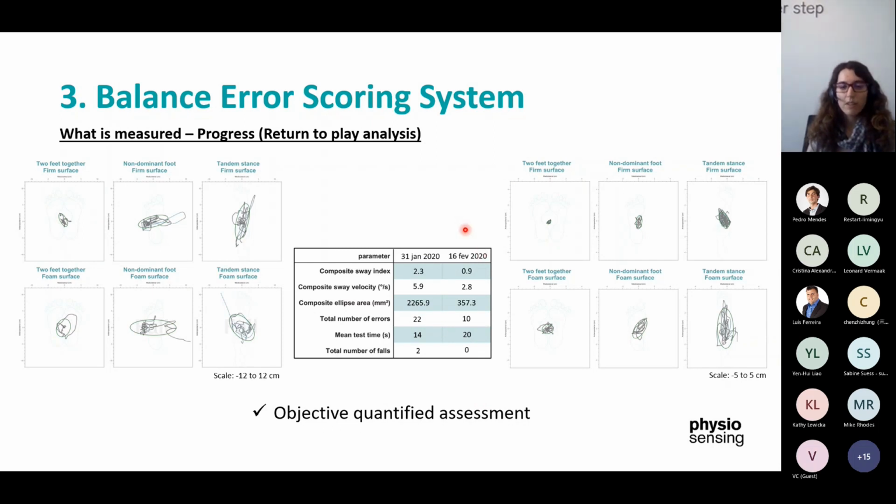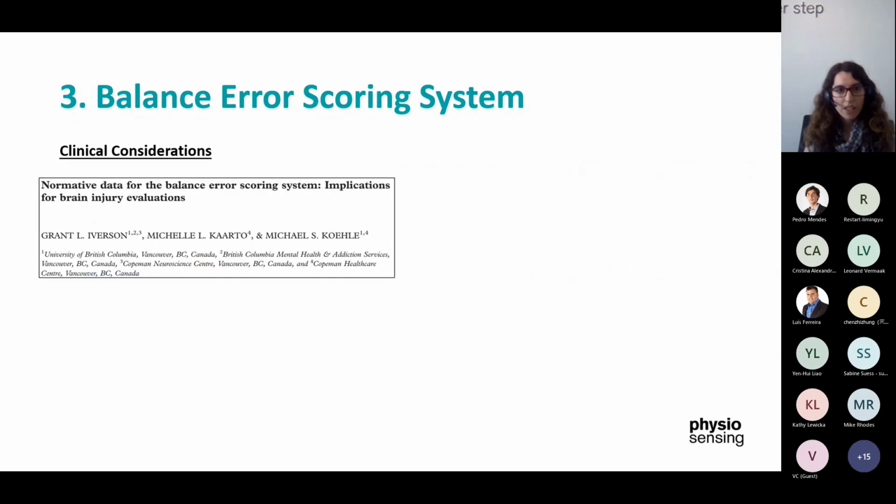Each athlete should have baseline data to compare before and after a concussion event, so as to safely return to competition when reaching those baseline values. So now that we know what we can measure, let's move to some clinical considerations. Here I have some articles that I would like to show you.